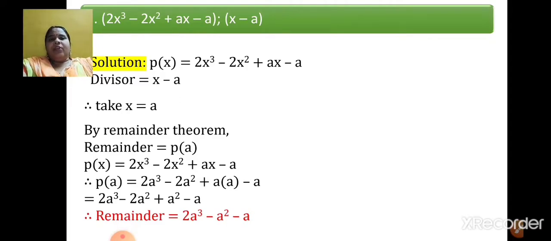This will be 2a cube as it is, minus 2a square, a into a will be plus a square, minus a. This can be further simplified. Minus 2a square plus a square, what is it? Minus a square. So the final answer, the remainder, is nothing but 2a cube minus a square minus a. It's not difficult. I hope everybody is understanding it.